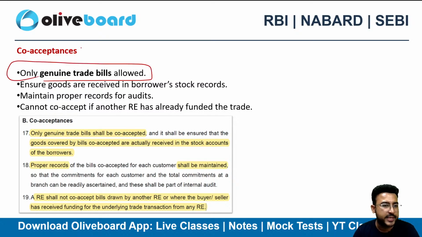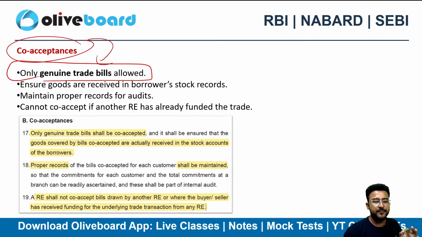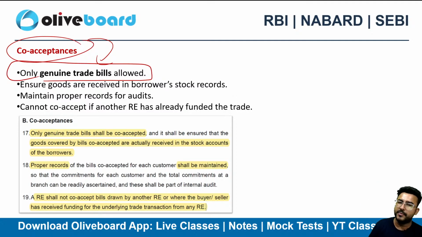In case of co-acceptance, the bank will be co-accepting the bill. The bank will be giving a guarantee. If the buyer defaults, I will be paying the money, the bank is saying. It's only the case of genuine trade bills and never accommodative bills.